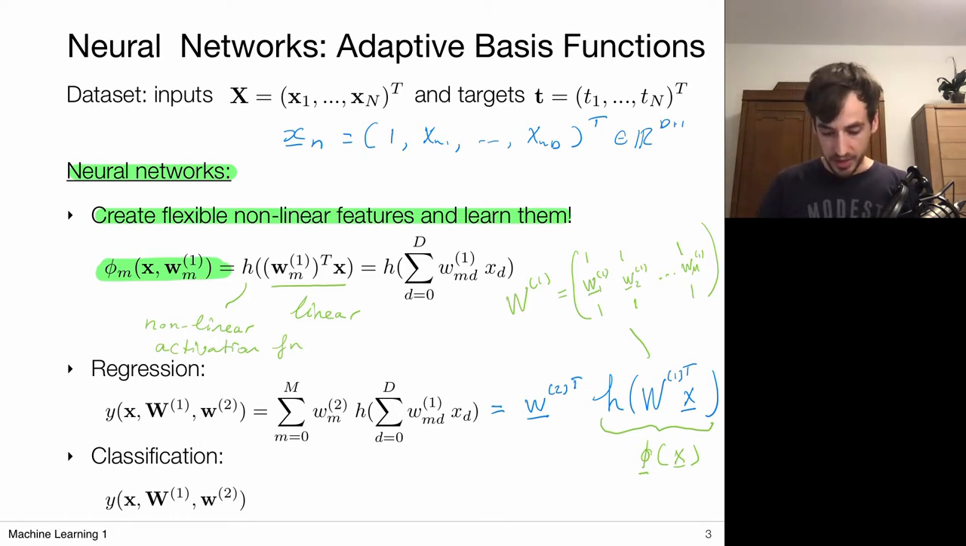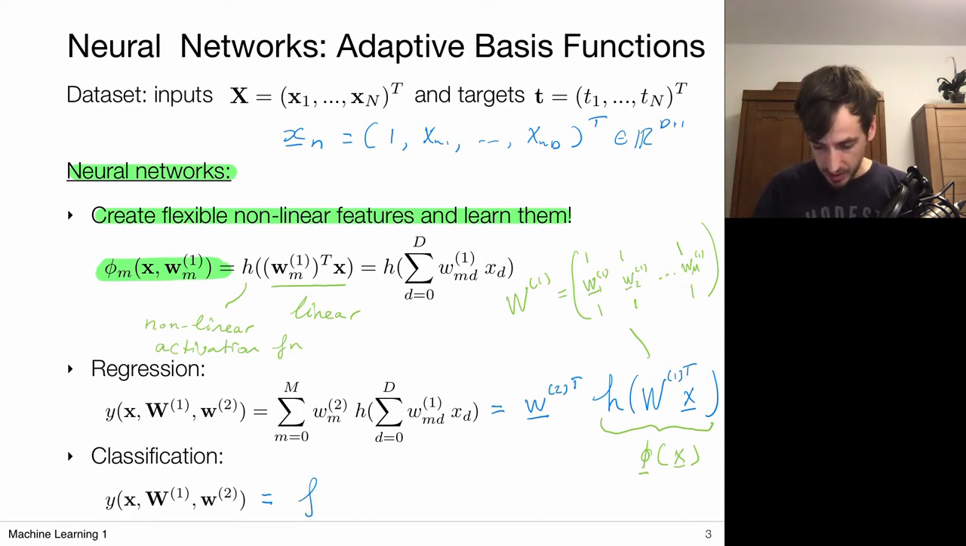And then we obtain our regression model as a linear model. So this scalar product of my model parameters W with this learned basis function. So really a regression problem can be formulated as a two-layer neural network in that sense. So we have a first layer that computes the feature vectors, and then we have a final layer that contributes to my prediction. Now, similarly, we can use these learned basis functions to solve classification problems.